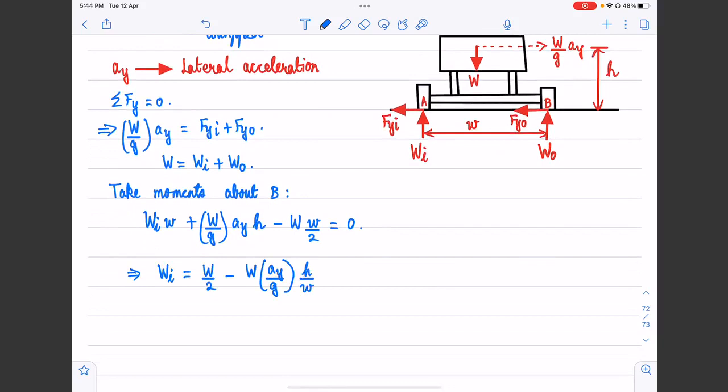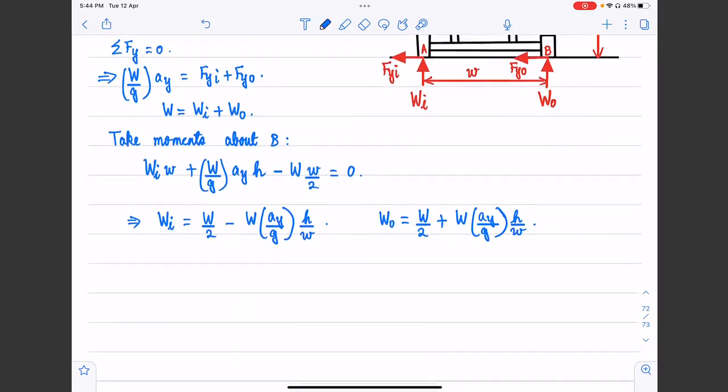We are just simplifying these equations. Now, if we calculate Wo, which is nothing but W minus Wi, we get W by 2 plus W times Ay by g times h by w. How did we get this equation? We used W equals Wi plus Wo. Consequently, Wo is going to be W minus Wi. So that's what we used.